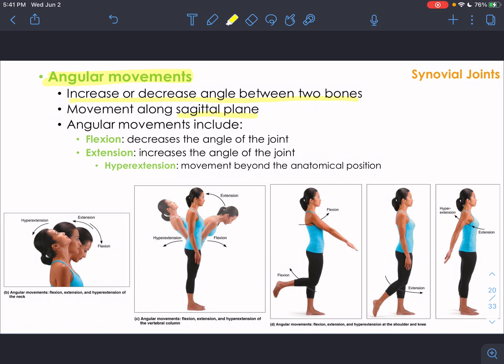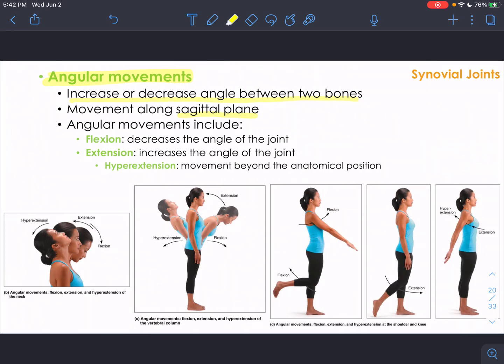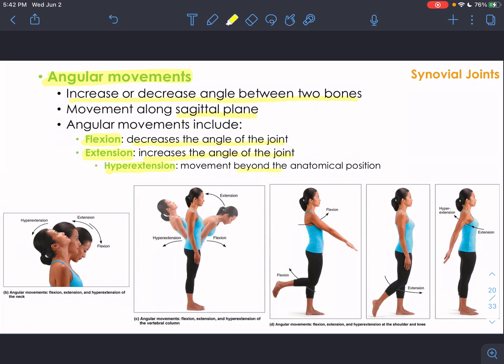So if it's in one plane, that's uniaxial. Uniaxial? Yep. Sounded weird when I said it. So we have a few different types of angular movements. Flexion is decreasing the angle at the joint. Extension is increasing the angle at the joint. Okay, and hyperextension is increasing the angle at the joint beyond the anatomical position.